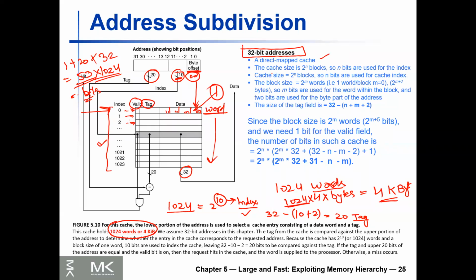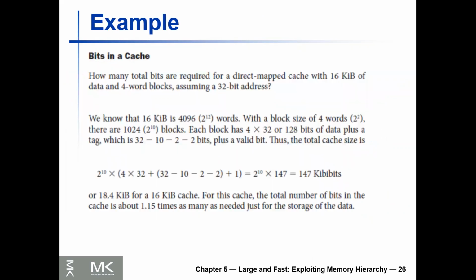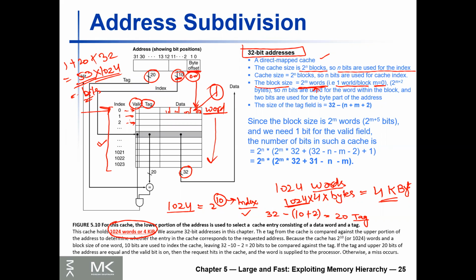So we are talking about the direct mapped cache. The cache size is 2^n blocks, and n is the number of bits we use for the index, which is 10. We have discussed. The block size, girls, is 2^m words. This is called block size. And when we say 1 word per block, yani m is equal to 0. Getting the point? So we use this formula for the size of the block. We consider that we are storing 1 word per block, it means m is equal to 0.